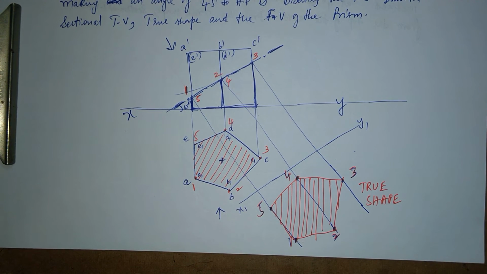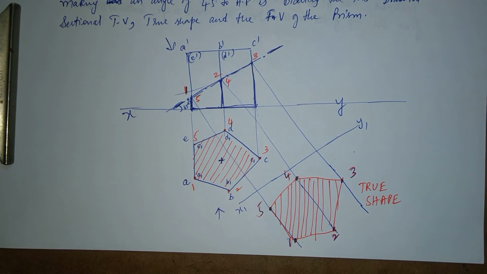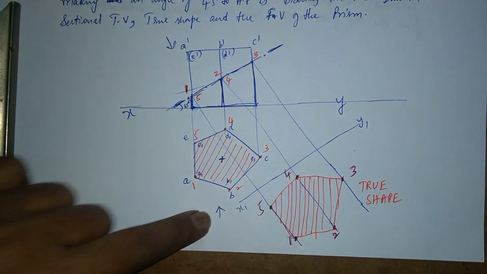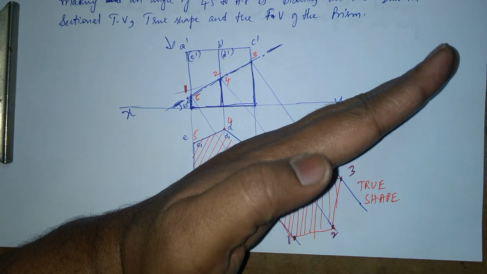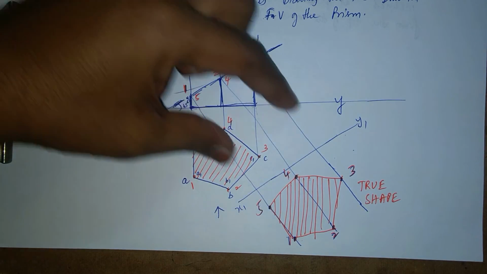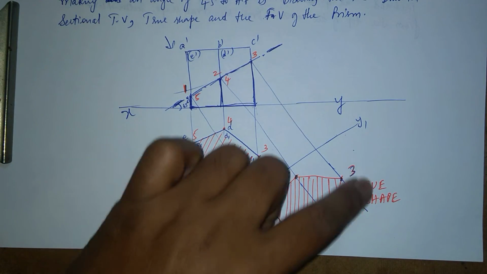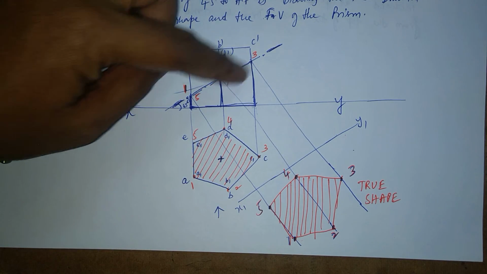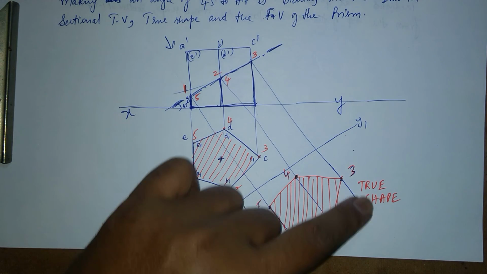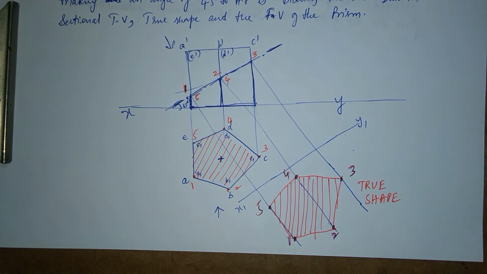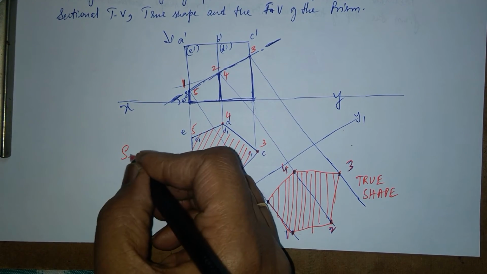So when is the true shape obtained? The true shape is obtained when there is an auxiliary plane. This x1, y1 is an auxiliary plane drawn parallel to the section plane at a convenient distance, and the projection lines are drawn, and then the shape is obtained. This is called the true shape. When it is cut like this, I look from here to get the true shape. This is the true shape. This is called the sectional top view.